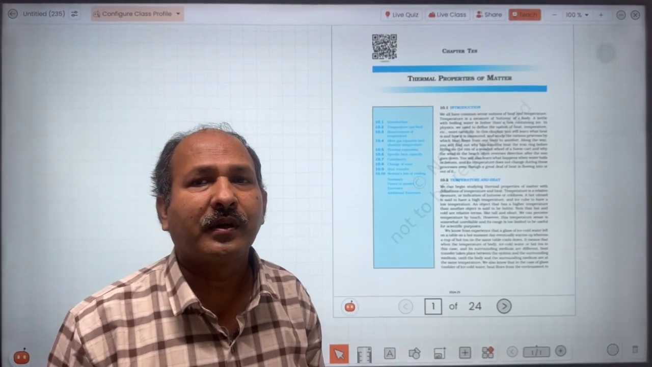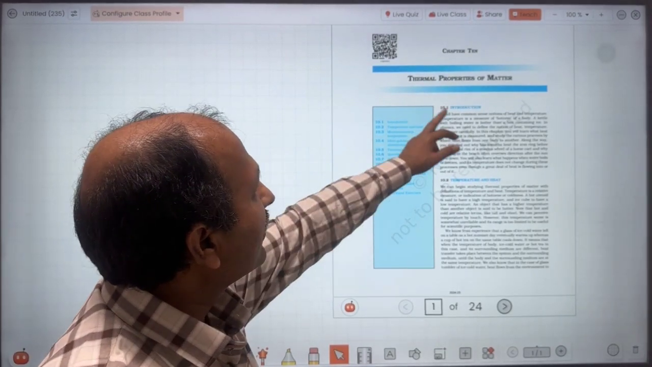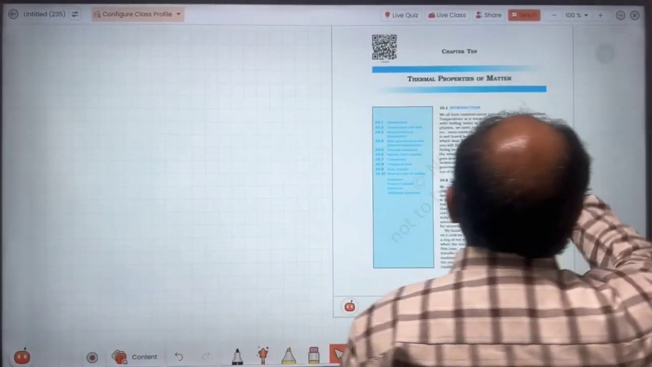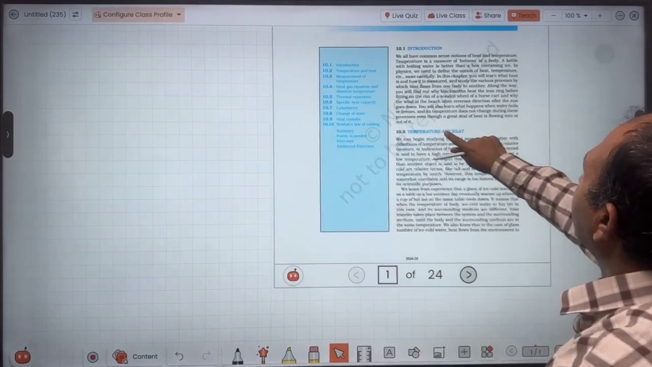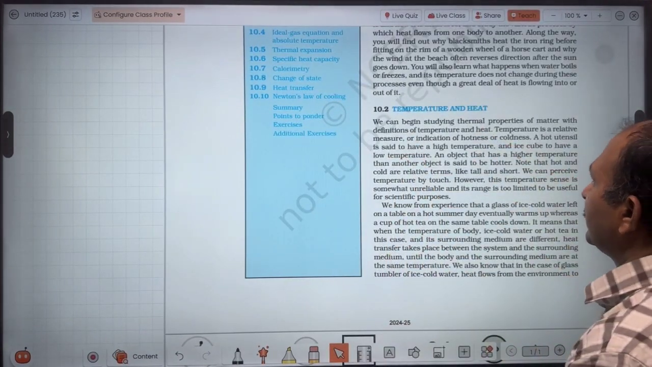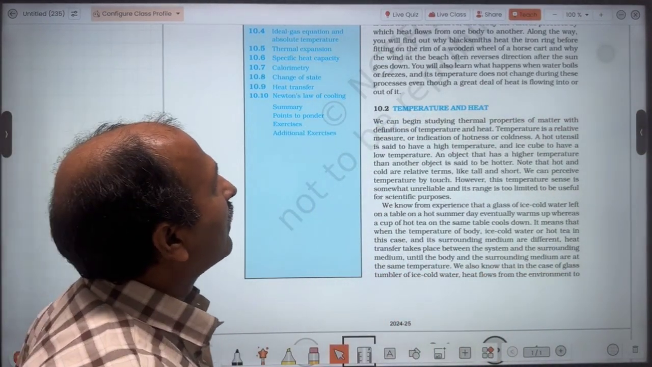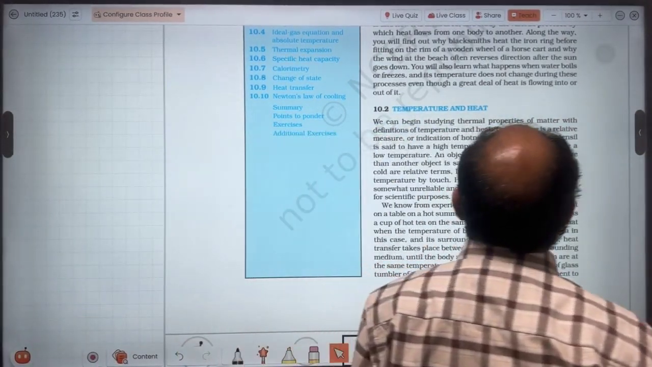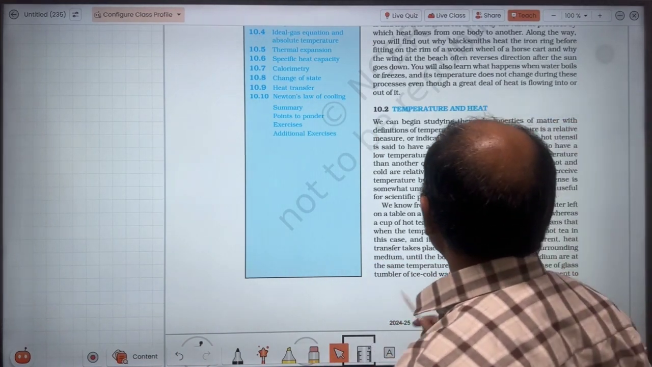Today we are going to start the next chapter of class 11th physics, that is thermal properties of matter. It is chapter number 10. So here the basic point is temperature and heat. You know temperature is the degree of hotness or coldness, and heat is also a type of energy.